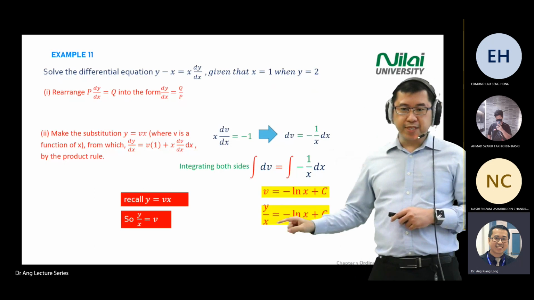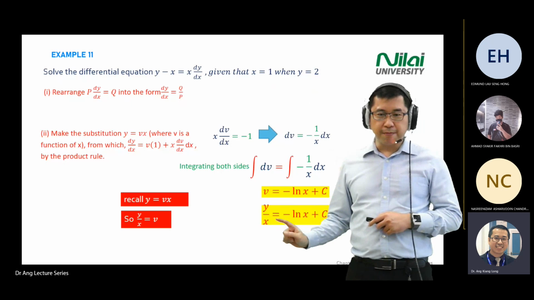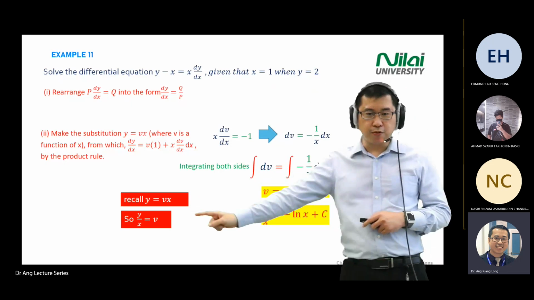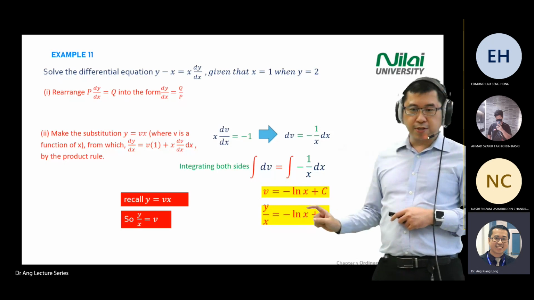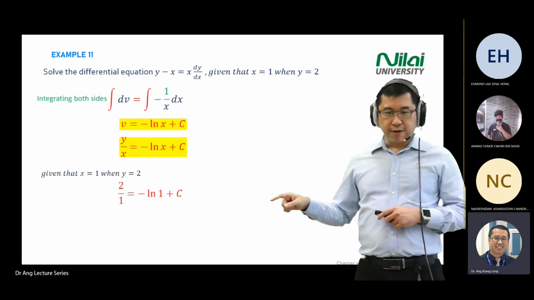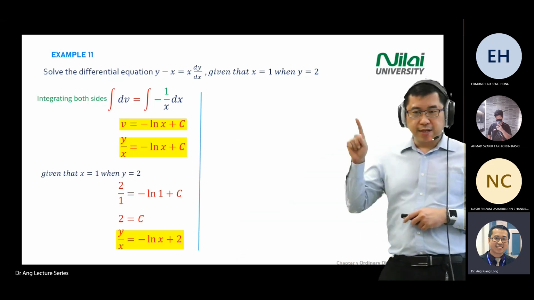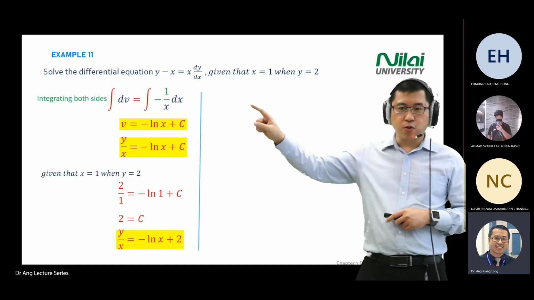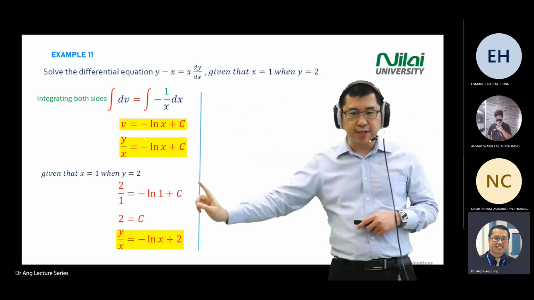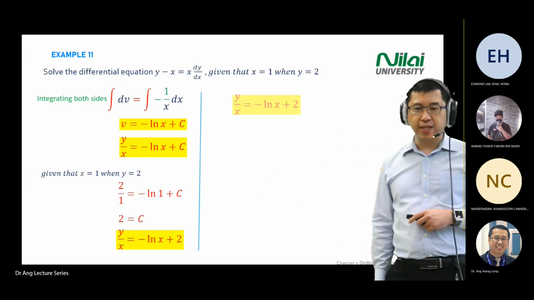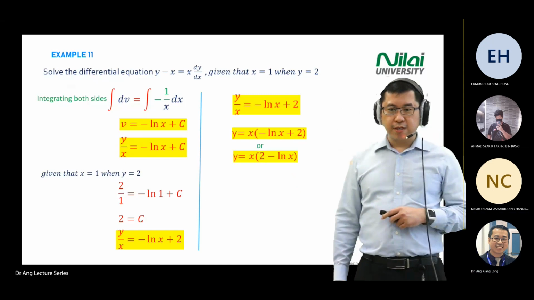And this step is always the same. After you see v, the next step you see y divided by x because you substitute y equal to vx. Substitute x and y here, solve for c. So you get the c, rewrite one more time, you get the answer. And look at the question carefully. If the question asks you to solve for something, solve for y means on the left hand side, you have to write y only. Okay, this one is solve for y solution.